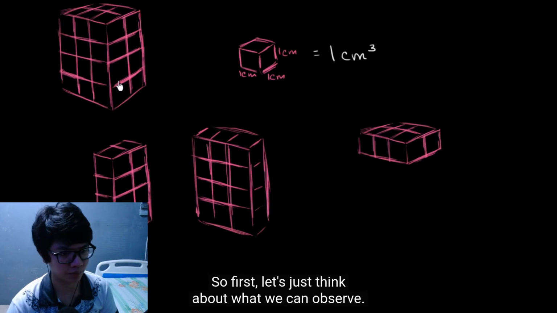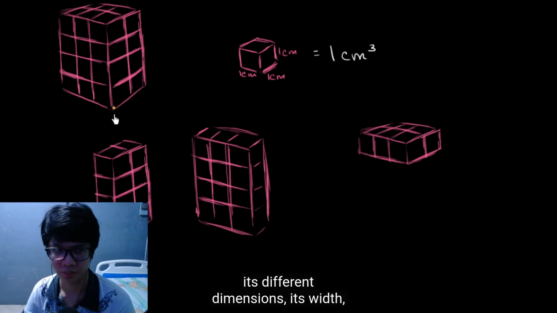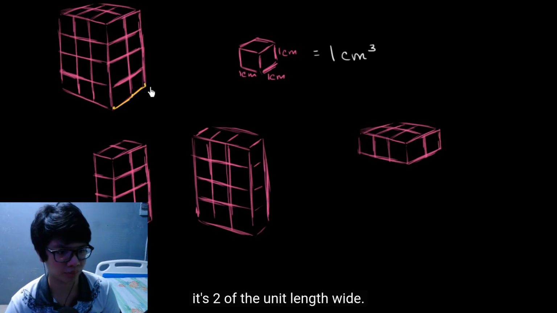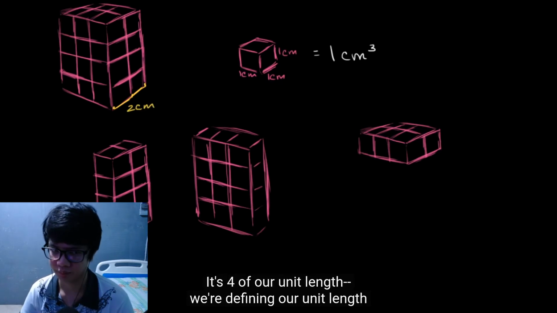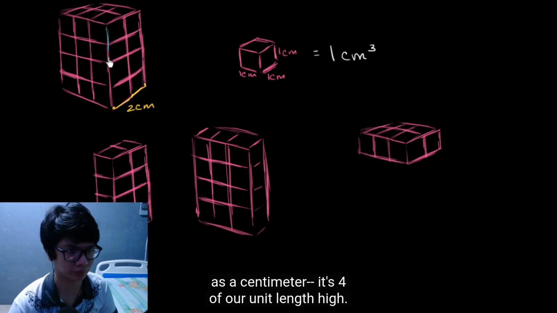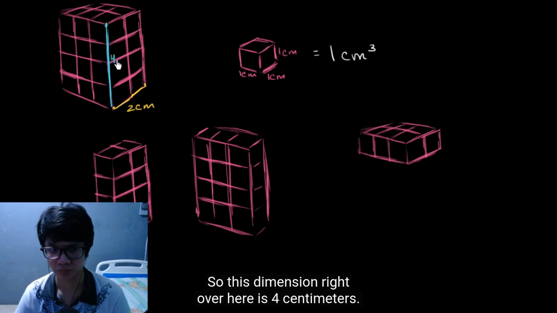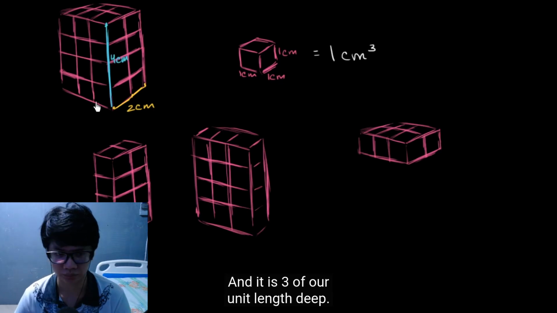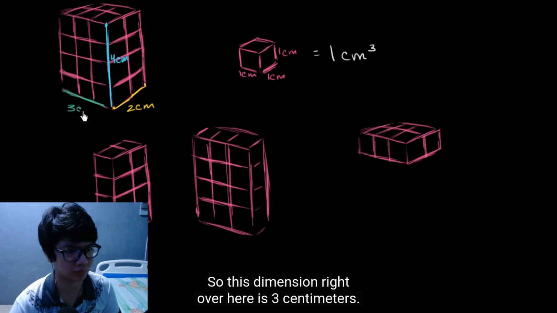So first, let's just think about what we can observe. So we see that this one, if we measure its different dimensions, its width, it's 2 of the unit length wide. So it's 2 centimeters wide. It's 4 of our unit length. We're defining our unit length as a centimeter. It's 4 of our unit length high. So this dimension right over here is 4 centimeters. And it is 3 of our unit length deep. So this dimension right over here is 3 centimeters.